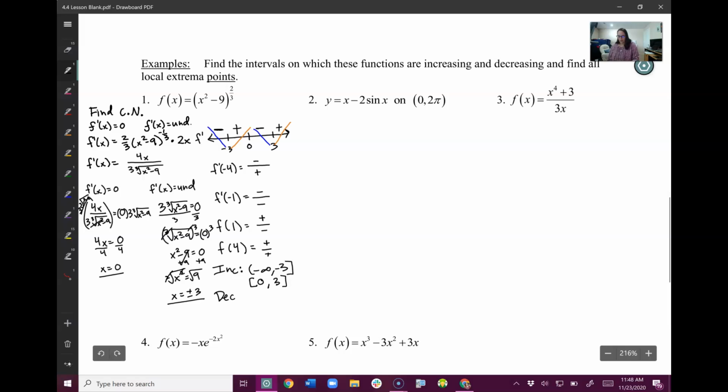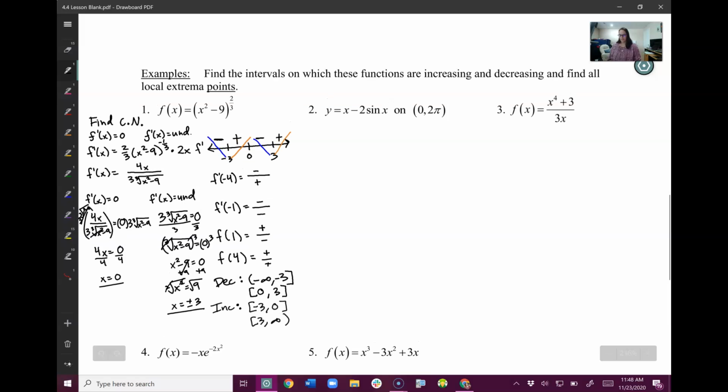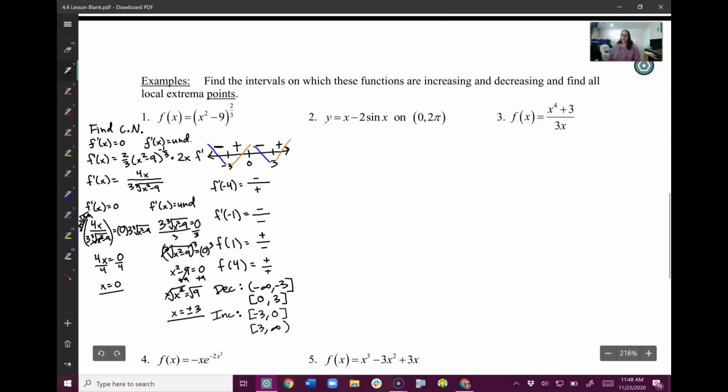And it will be decreasing from negative 3. Oh, that was decreasing, wasn't it? Here, let's just change that. Got my colors mixed up. There we go. That should be right, right? Decreasing, increasing.